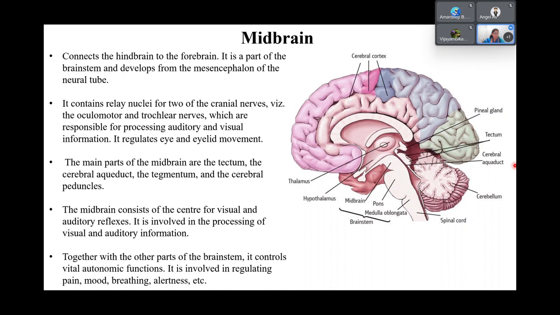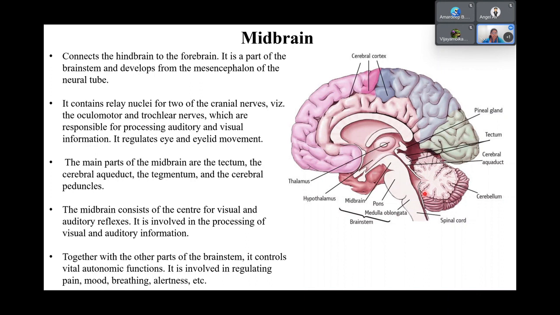And these also, of course, will act as centers for visual and auditory information, and together with the brainstem, they will control the autonomic function. So they are responsible mainly for controlling the autonomic function, which are the involuntary activities of the organs and the glands. Next, we move on to the hindbrain.